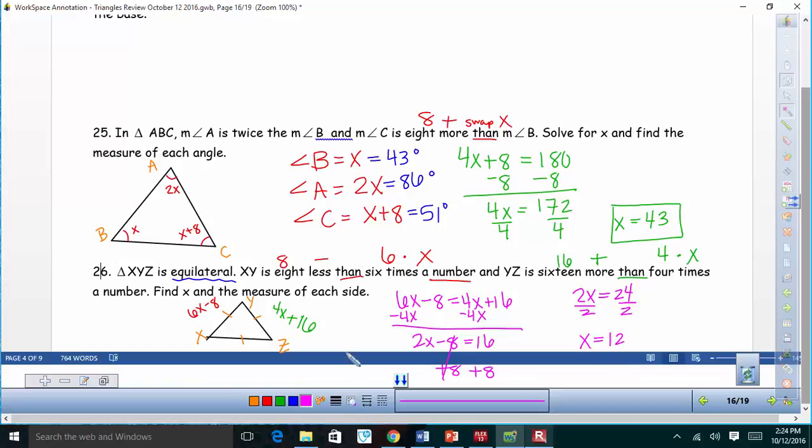So x equals 12, but we also have to find the measure of the sides. What do we know about all 3 sides? They're going to be the same, so I'm going to put sides right here, and I'm just going to plug into 1, and then it will give me all of them. So let's do 4 times 12 plus 16. That would be 64. Very good.